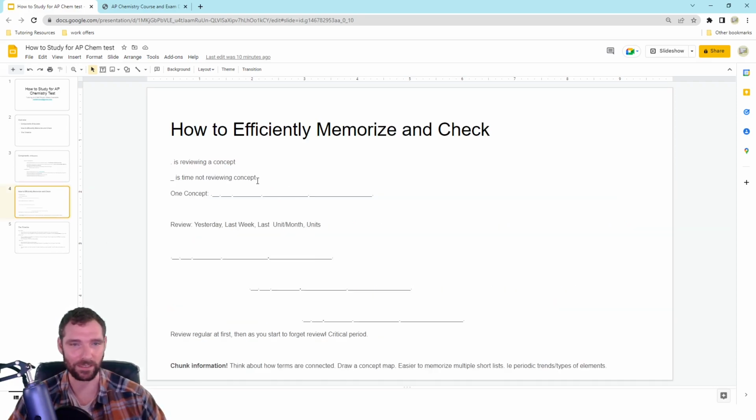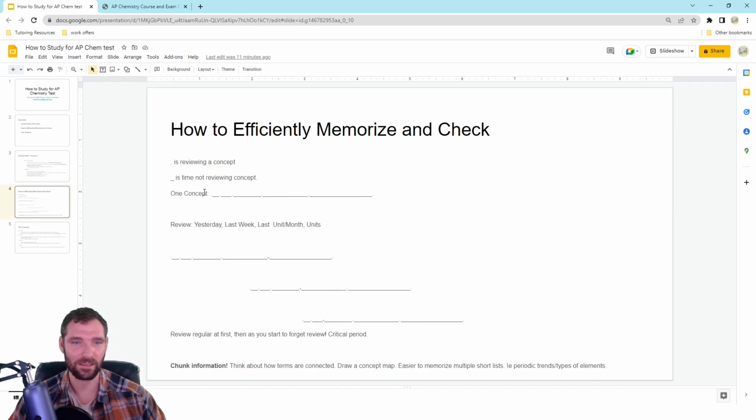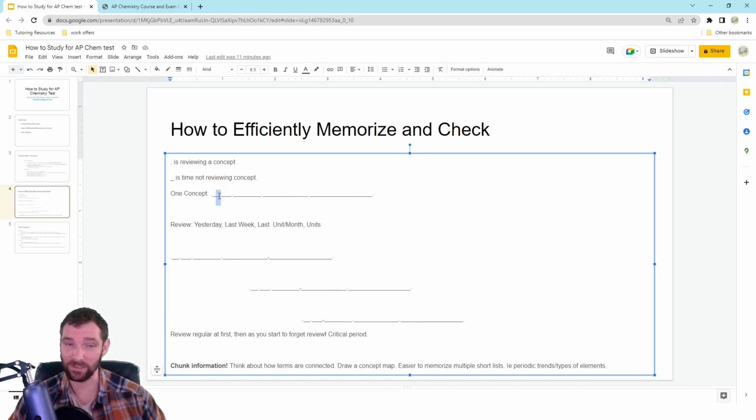Kind of like what we were talking about here. It's like, well, if you've only done this many reviews by the time the test comes around, and you didn't review here and you didn't review there, you're going to have forgotten, right? And if you didn't review pretty recently, you're going to have to relearn the whole thing halfway through the year.